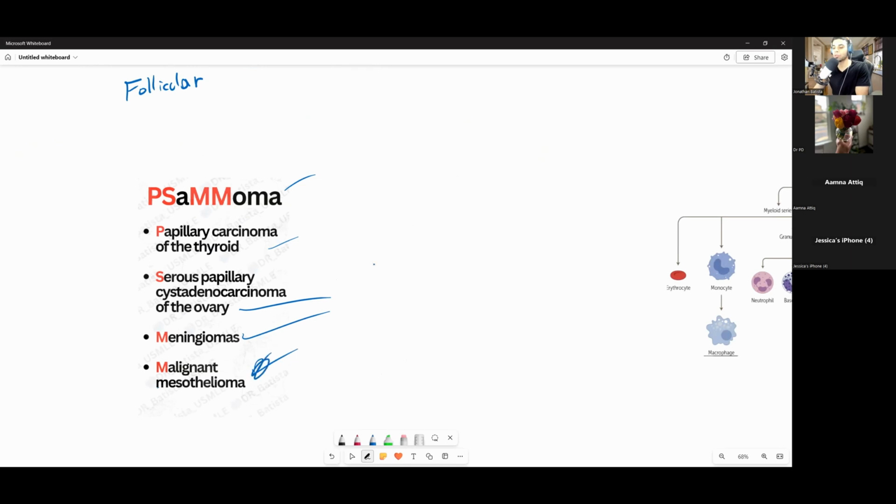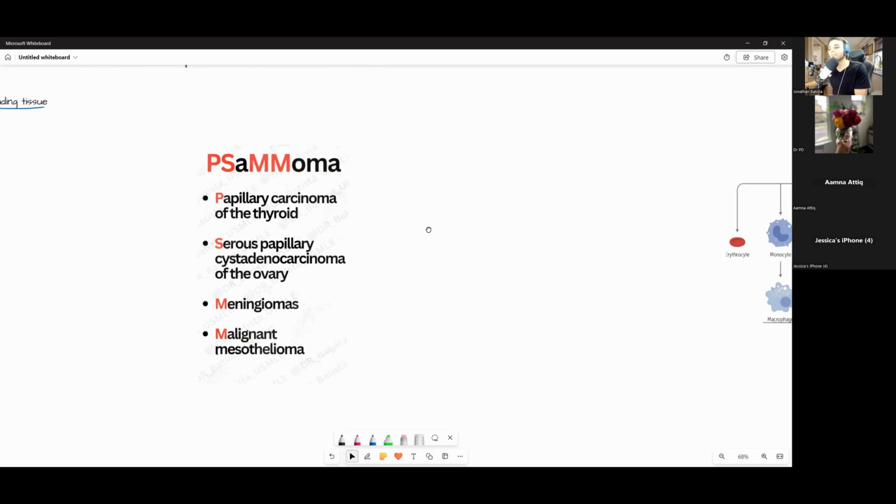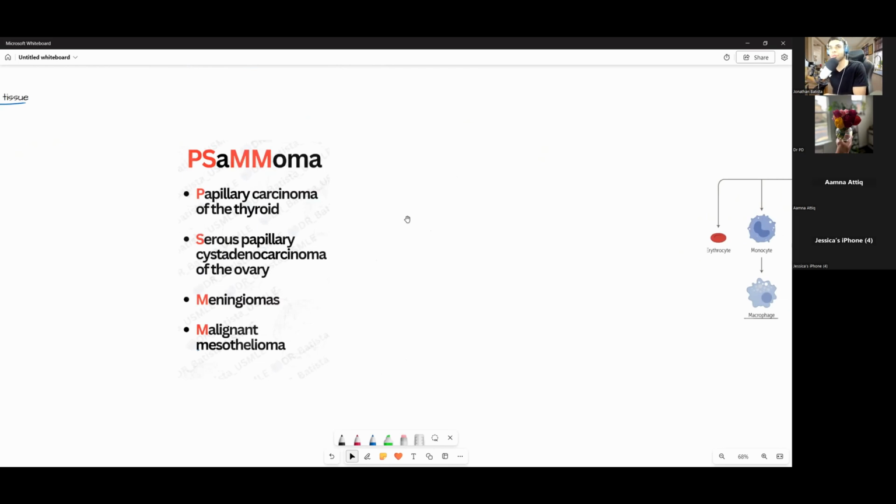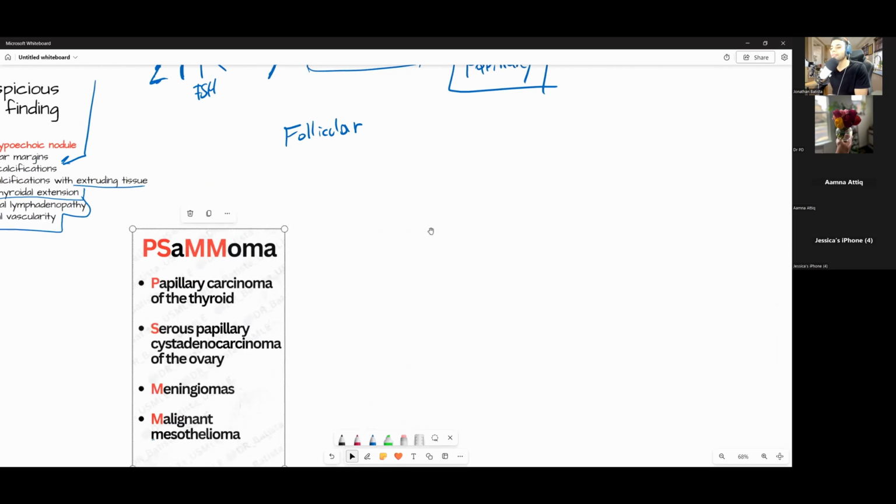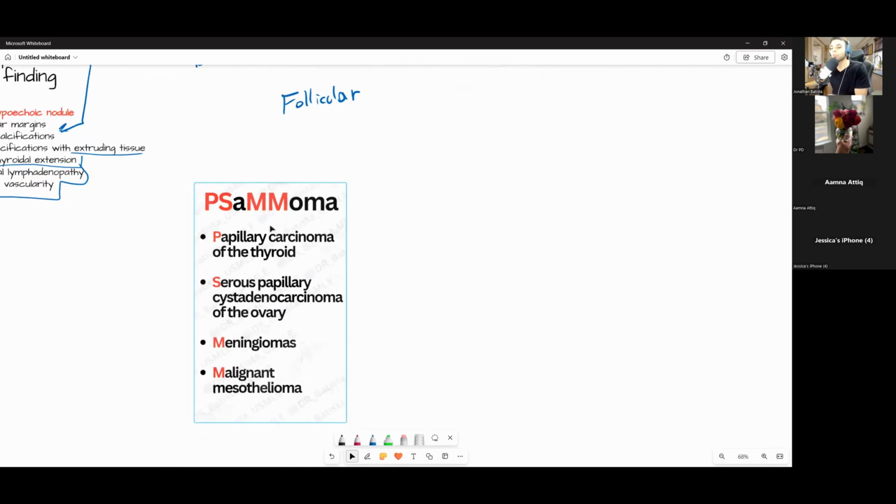Malignant mesothelioma was associated with asbestos. But then we said that there's another cancer that's more related with asbestos. You remember which one that was? The bronchogenic carcinoma. Bronchogenic carcinoma is correct. Definitely. Okay. So yes, this is basically what would come up with Psammoma bodies in general.